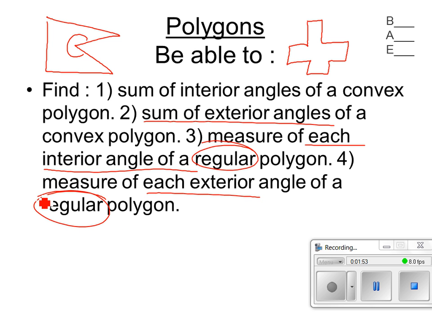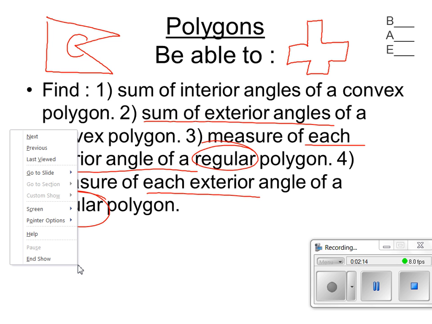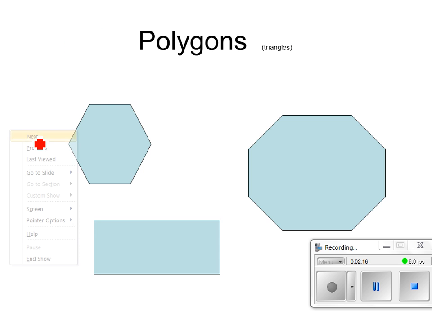Notice on these last two, it has to be a regular polygon. Anybody remember what a regular polygon is? Those are regular, most of them. Regular polygon we'll talk about here in a minute. If you don't remember, we talked about it earlier in the year, but regular is special: same side measures, same angles, and same sides. And we'll write that down here in a minute.